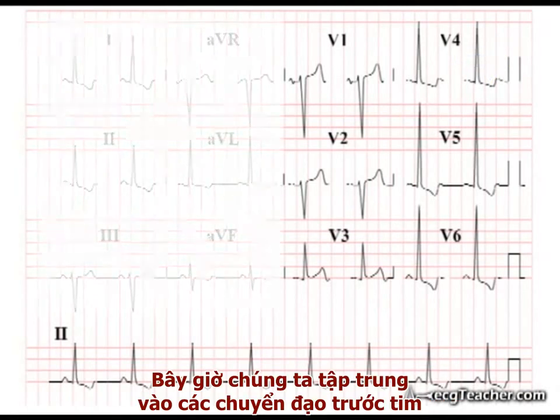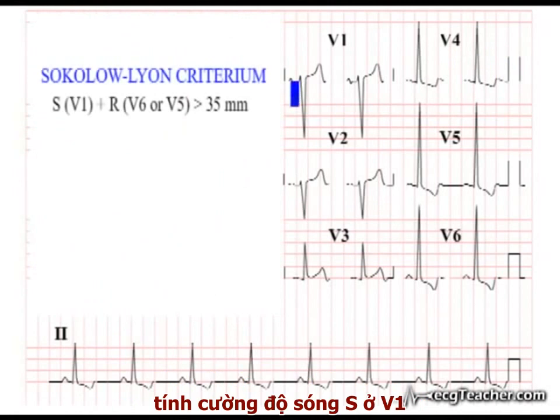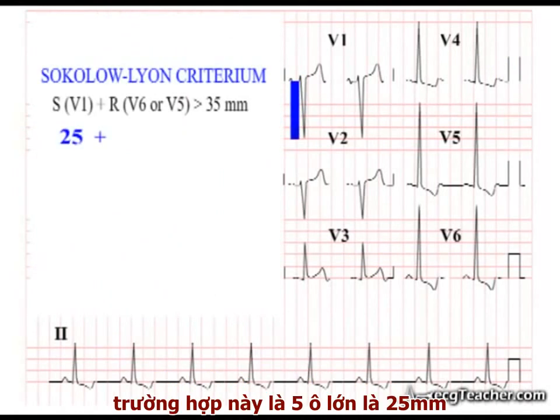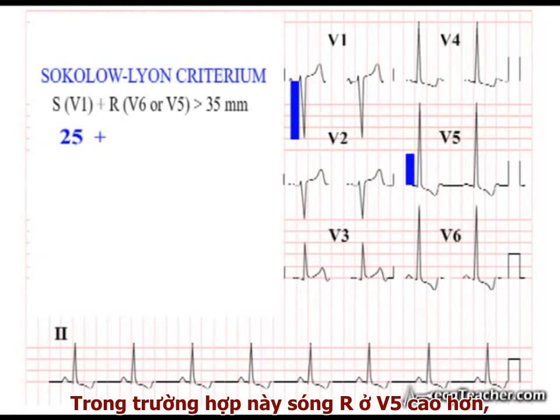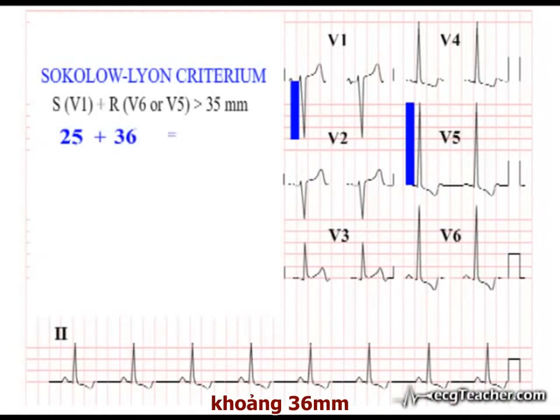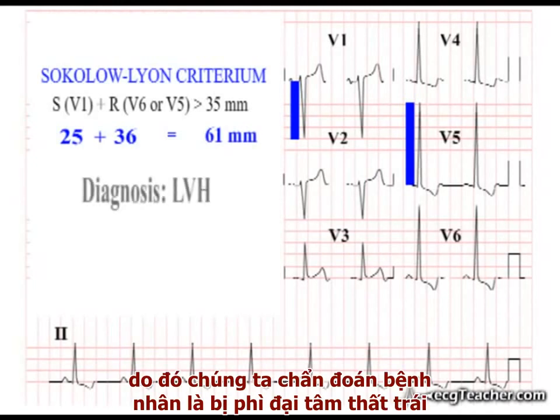Now we focus on the chest leads and sum the depth of the S wave in V1, in this case 5 large squares or 25 millimeters, and the height of the R wave in lead V6 or V5. In this particular case, the R waves in V5 are tallest at just over 7 large squares or 36 millimeters, giving us a total of 61 millimeters, well over our 35 millimeter limit. As the criterion is satisfied, we diagnose LVH.